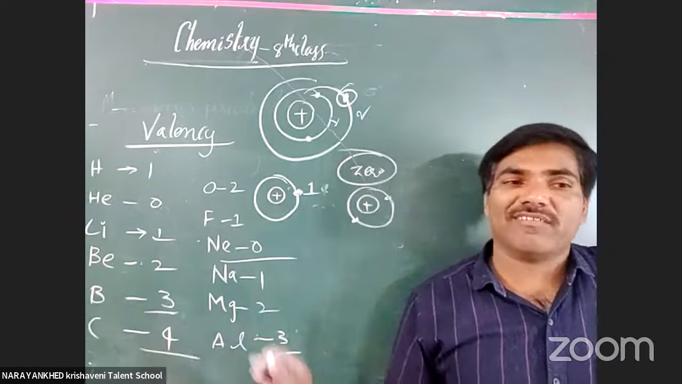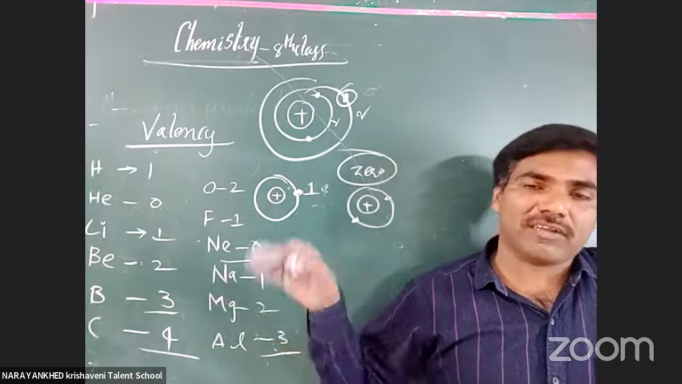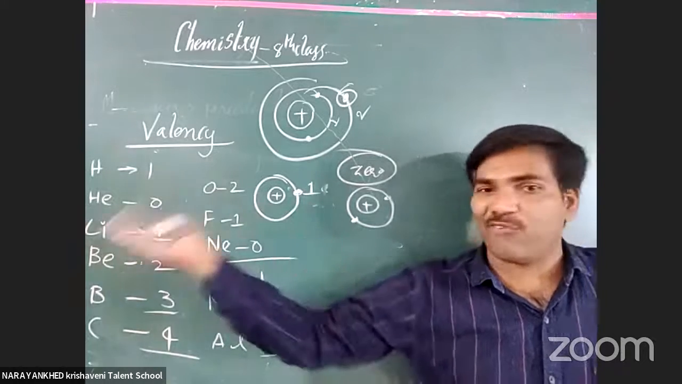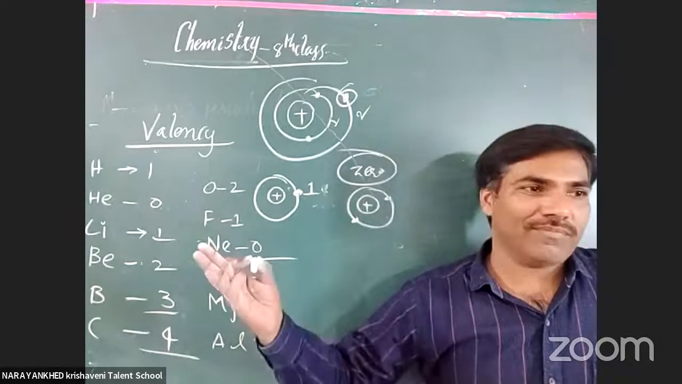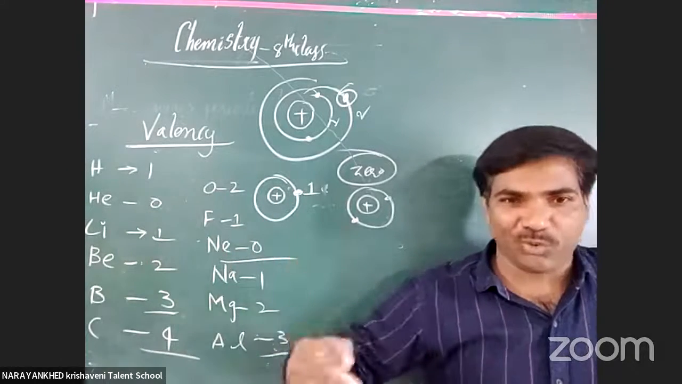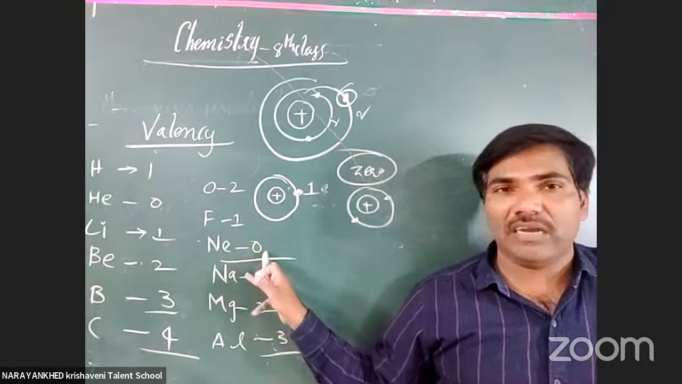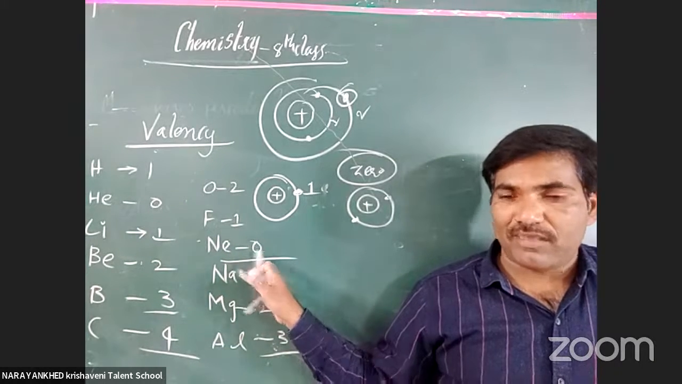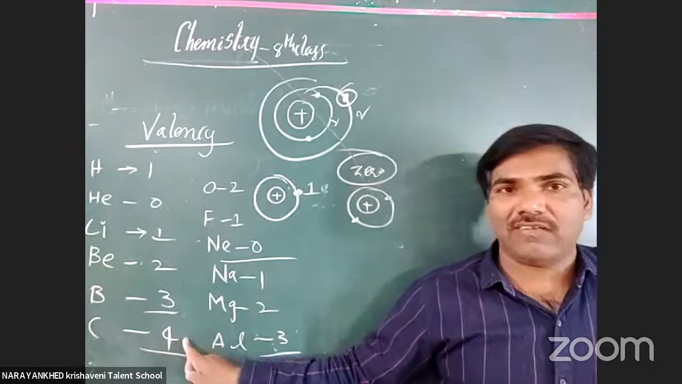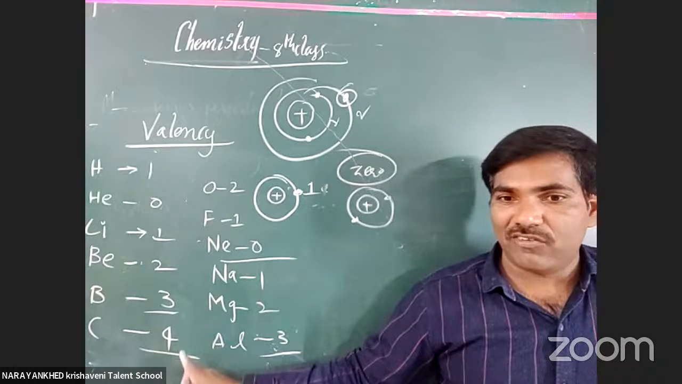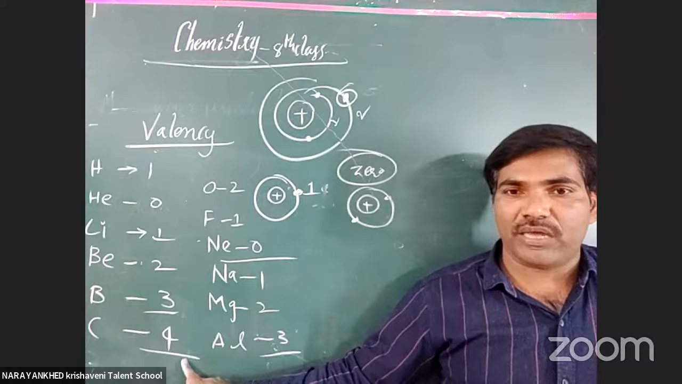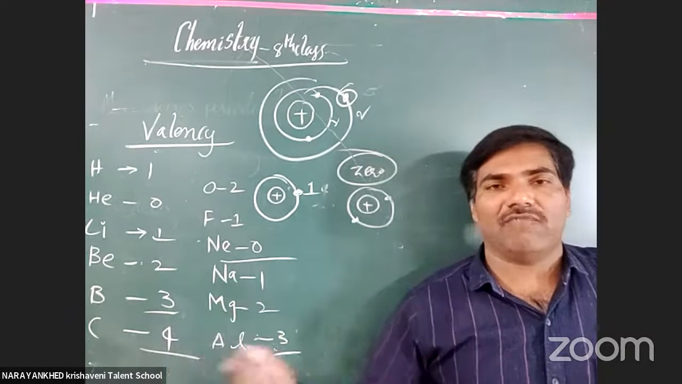Suppose you take carbon. Carbon's atomic number is 6. If it loses 4 electrons or gains 4 electrons, it becomes either 2 or 10. Either it reaches helium or it reaches neon. Understood, all? That is why its valency is called 4. In this way, we consider the valency.